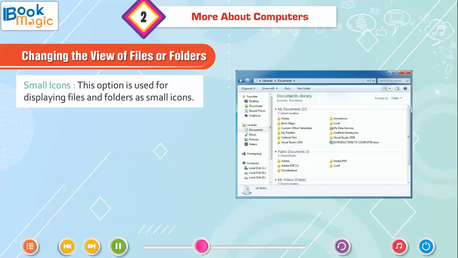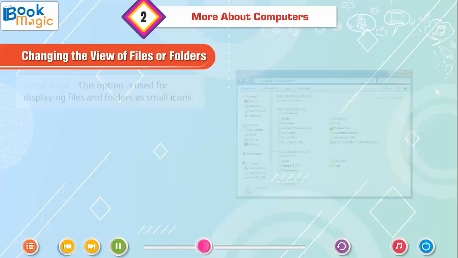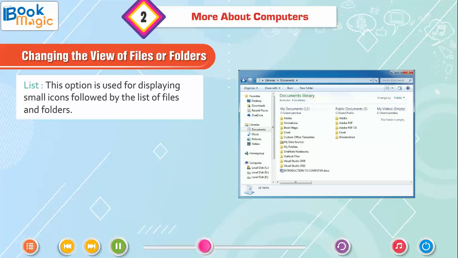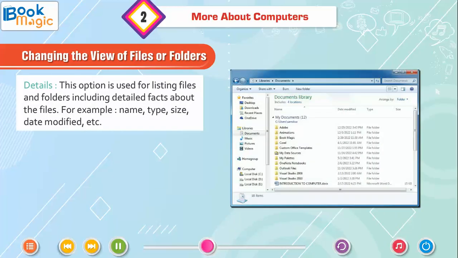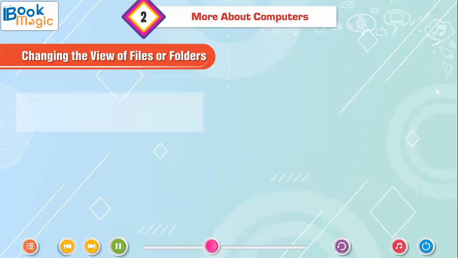Small icons. This option is used for displaying files and folders as small icons. List. This option is used for displaying small icons followed by the list of files and folders. Details. This option is used for listing files and folders including detailed facts about the files. For example, name, type, size, date modified, etc.